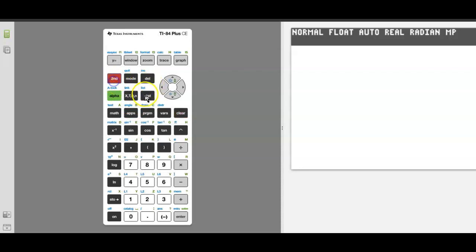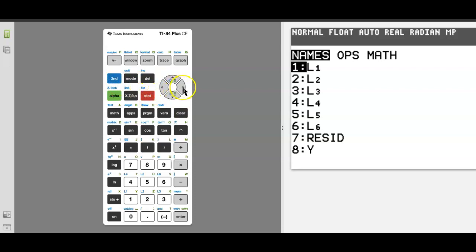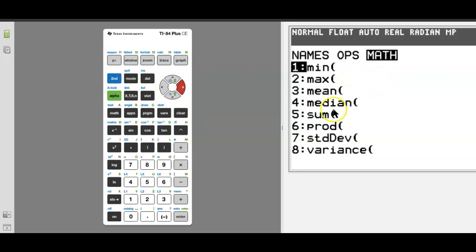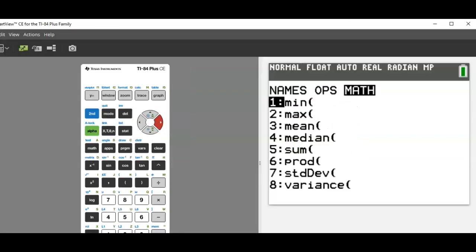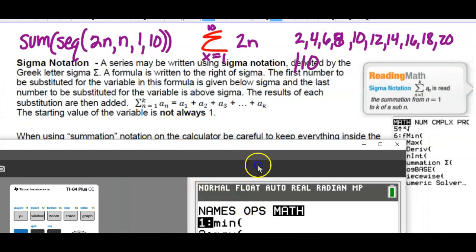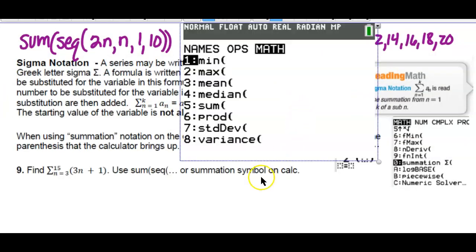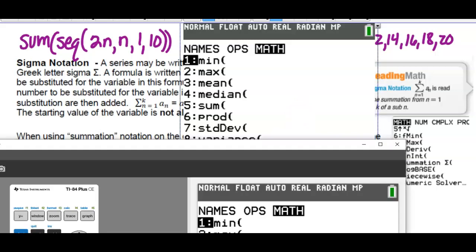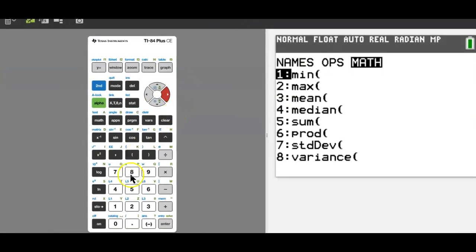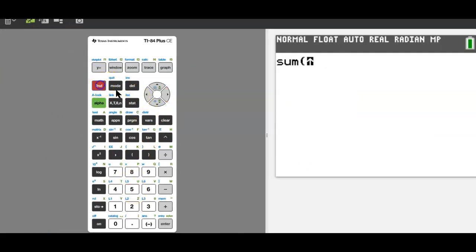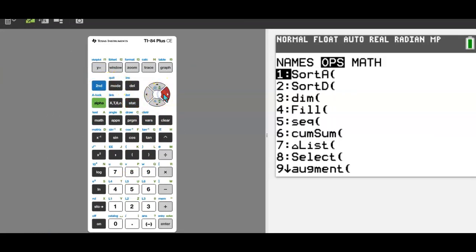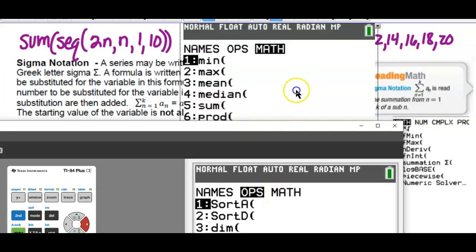Okay, so we're going to go second stat to get to list. Then what we're going to do is go over to math, choice 5. Okay, so that was under the list button, and we found math. And we're going to pick the sum, number 5. And then we're going to go back under list, and we're going to go to operations, and we're going to say I want to make a sequence, which is choice 5 again.